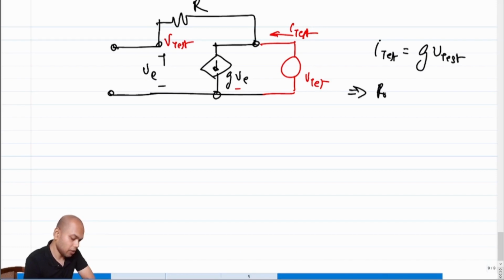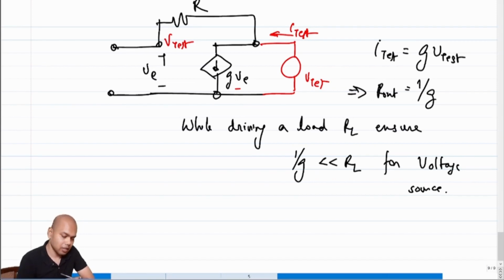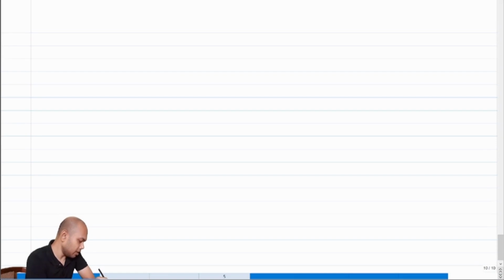which means R out also is equal to 1 over G, which essentially means that if we are driving a load RL, ensure 1 over G is much lesser than RL for a voltage source. Correct? So what does our final incremental model look like in the presence of sources and loads?